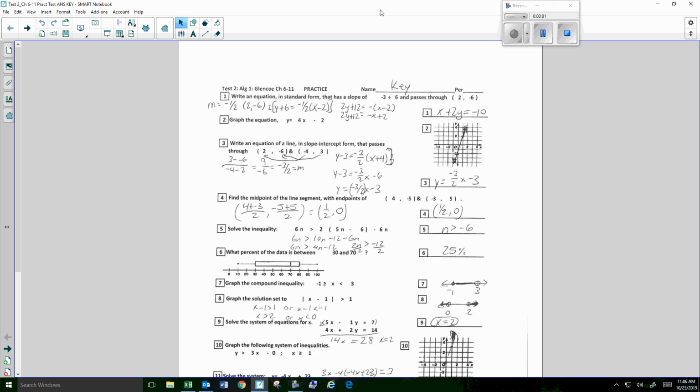All right, students, here we go. This is your first time seeing one of these, I believe. So here we go through your practice test. It says, write an equation in standard form. Remember, that's ax plus by equals c, where a, b, and c are integers, and a must be positive.